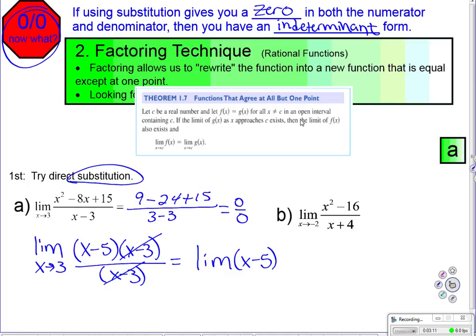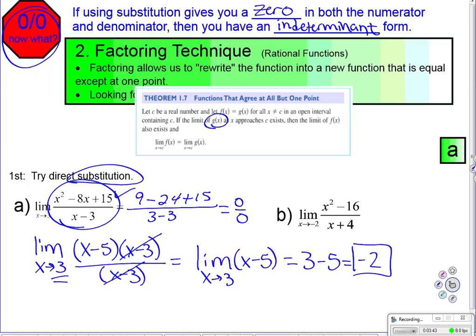This is what they're talking about. This g function is going to behave just the same way that this f function does. The only difference between these two functions is that they don't agree when the value is 3, because in this function I can't substitute 3. I get 0 over 0. However, in this function I can substitute 3. So as x goes to 3, we get 3 minus 5, which is equal to negative 2.